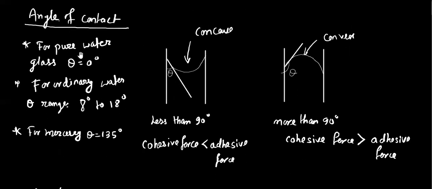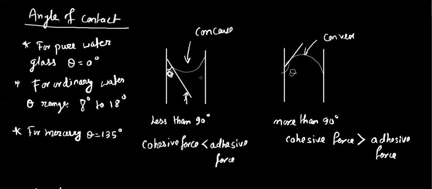So now we are moving towards the discussion about angle of contact. The angle of contact is the angle made by the tangent to the curved surface of the liquid. Here is theta, and this theta represents the angle of contact, made by this tangent which is drawn on the surface of the liquid.